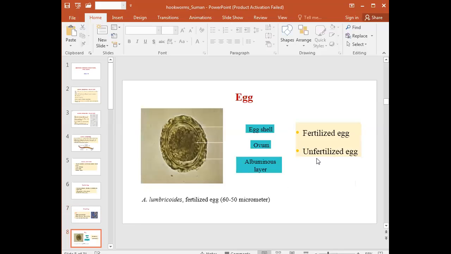And this is all about the eggs. There are two types of eggs: fertilized and unfertilized eggs. Mostly from the stool, the unfertilized eggs come to the earth and mix with the soil, and then they convert into fertilized eggs. The egg contains an ovum part at the core, then the egg cell, and apart from that, they have an albuminous layer, which is the extra protection, the external covering over the egg cell.